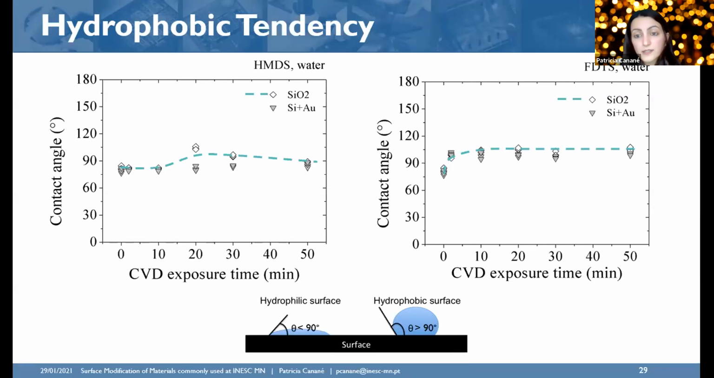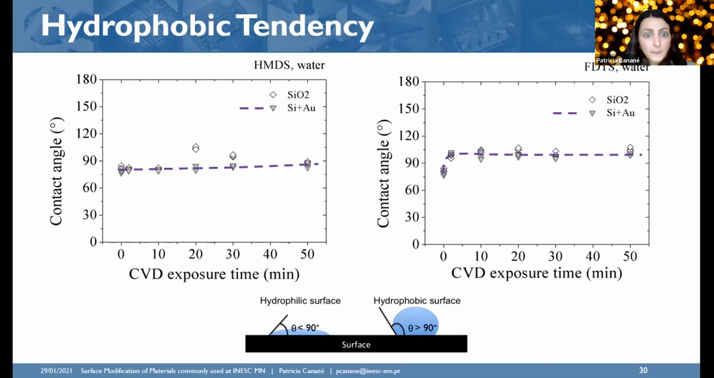Regarding FTTS, we can see that although the number of hydroxyl groups available for reaction was low because of the carbon atoms, we still reach a threshold much sooner than with HMDS. This is because FTTS has a very high hydrophobic potential, and even if it does not establish covalent bonds with the substrate, the fact that it is present on top of the substrate impacts surface wettability.